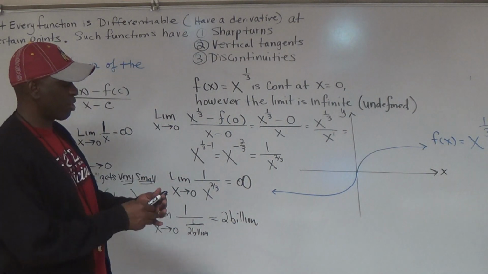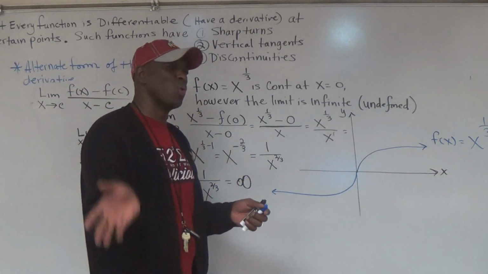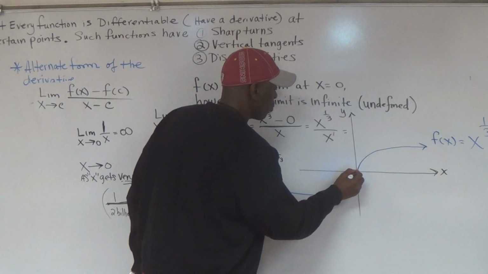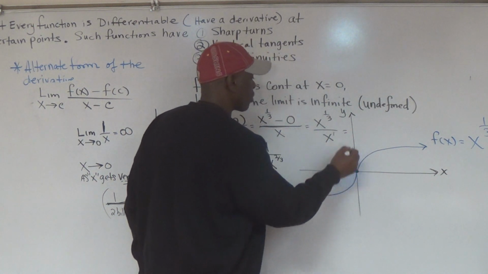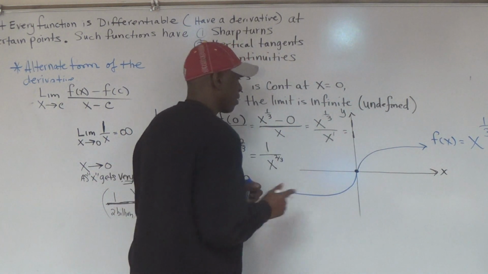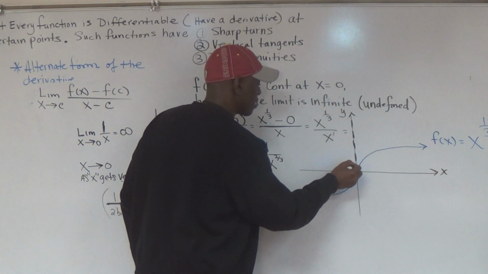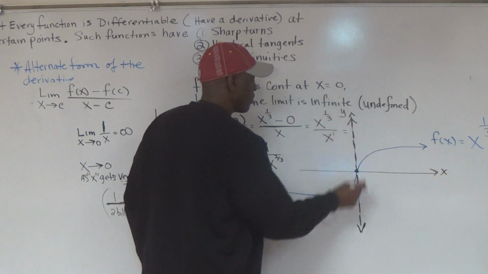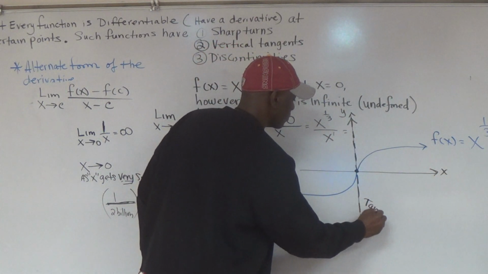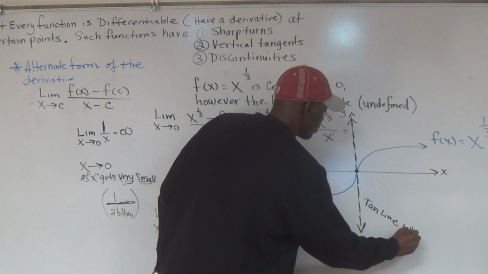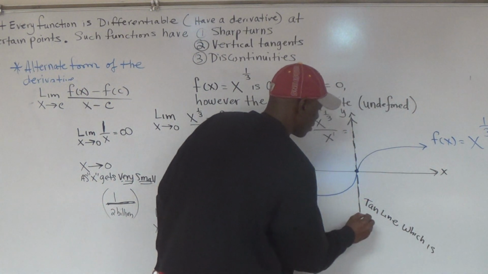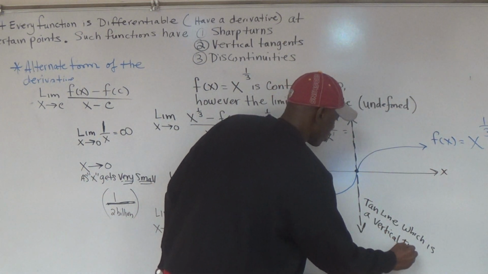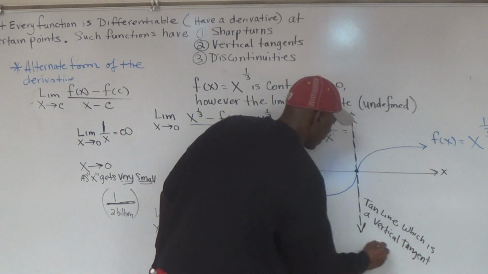Okay? And so the only vertical tangent that we have at 0 is this vertical line right here. That's the only vertical tangent we have, is this line right here. All right? There's your tangent line, which is a vertical tangent line.